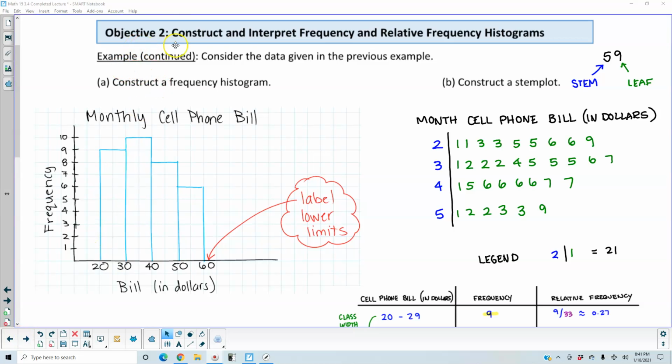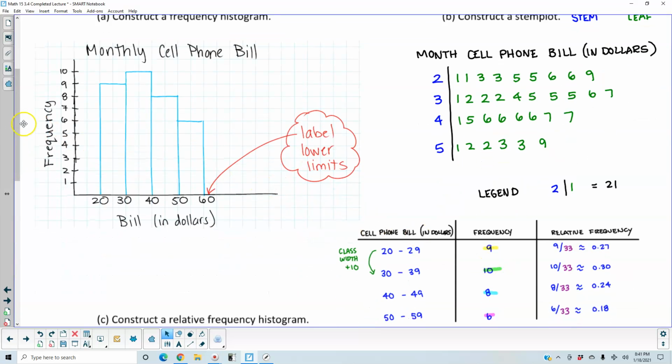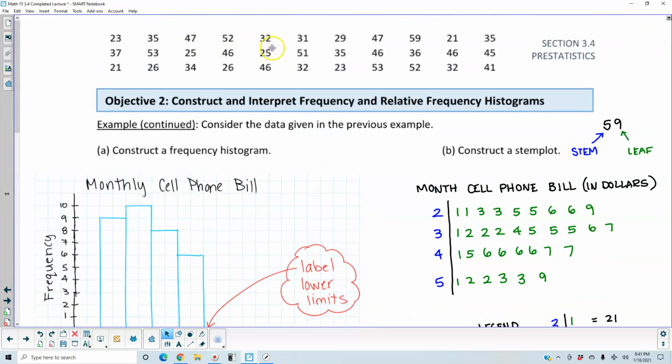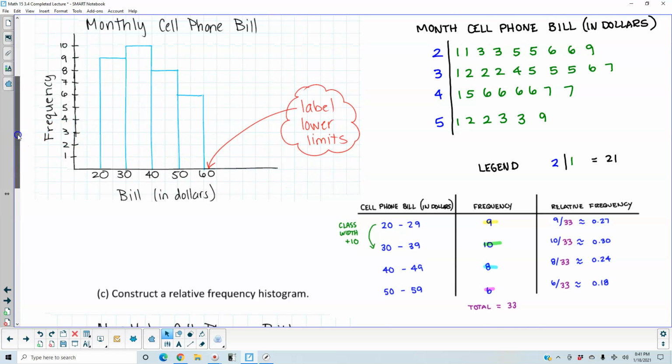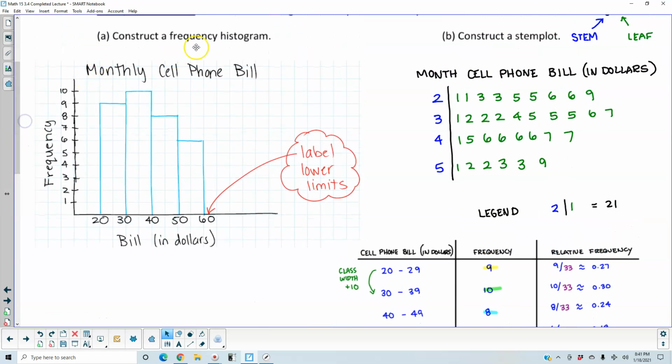Objective number 2. We want to construct and interpret frequency and relative frequency histograms. So we're continuing the example from the previous objective, and we're going to consider the data given in the previous example. So here's the data, and here is our frequency and relative frequency distribution table. In part A, we want to construct a frequency histogram.